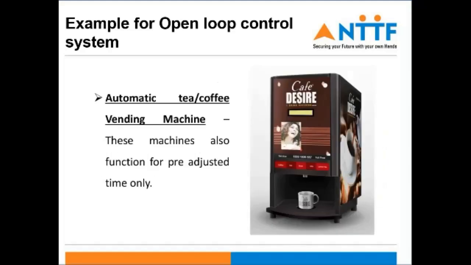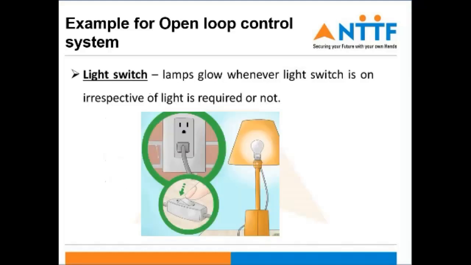Next, another example of an open loop control system is the automatic tea or coffee vending machine. Here, the vending machine functions according to the pre-adjusted time only. When you take the cup near the vending machine, it dispenses the coffee based on the timer, not based on requirement. For example, if I need only a little coffee or tea to be dispensed, I cannot choose that. According to the timer set, it will decide, and I should manually monitor it, check how much coffee or tea is required, take only that much, and turn it off.